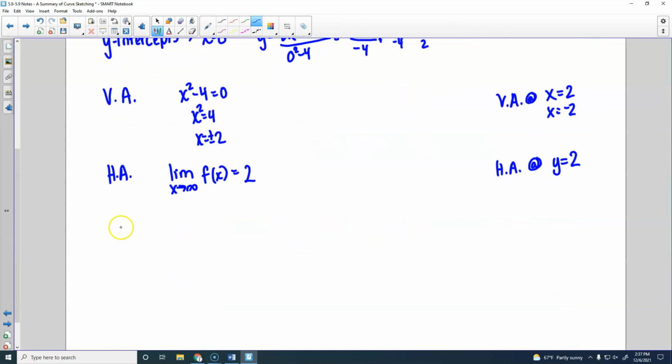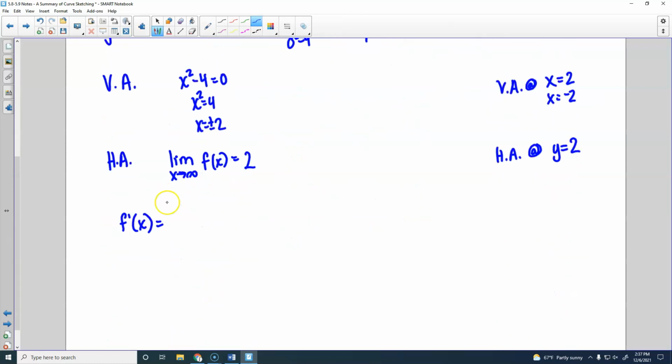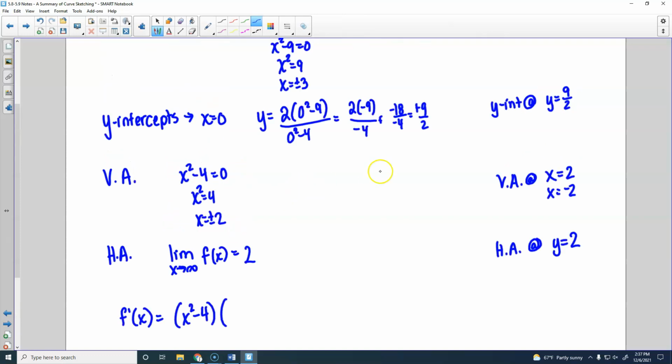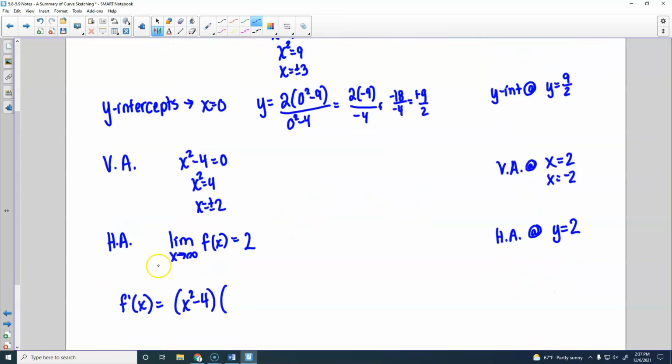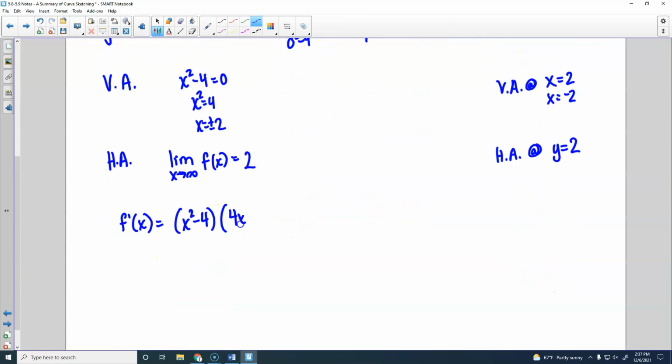For that one, we would have x squared minus 4. Quotient rule. I actually would probably do 2x squared minus 18 over x squared minus 4. It'll just make it a little easier to do this. So we'll have 2x squared minus 18 times 2x, all over x squared minus 4, squared. Just quotient rule.